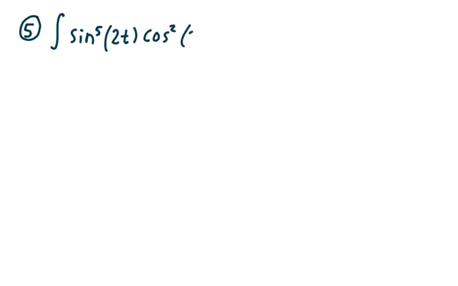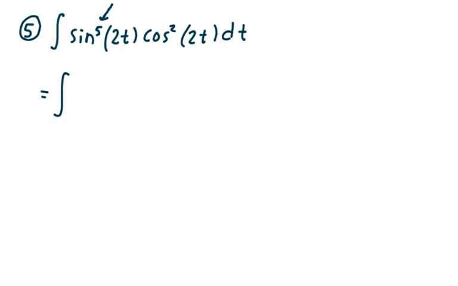Let's take a look at problem number 5. Suppose we have the integral of sine to the fifth of 2t cosine squared of 2t dt. Okay. Notice how the power of the sine is odd. And so we want to rewrite this integral in the following way.